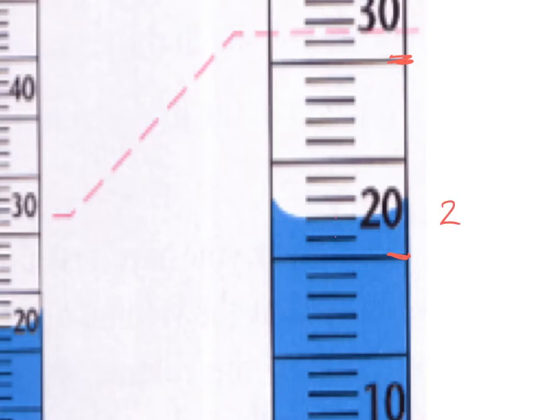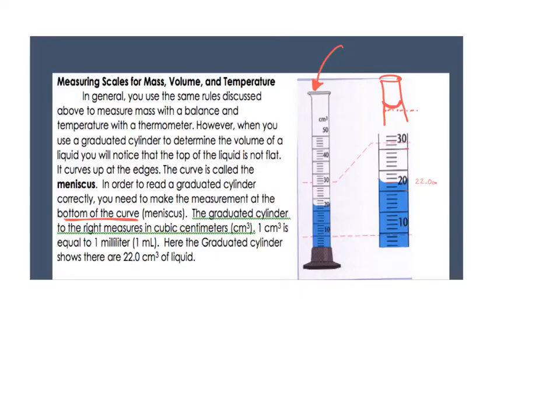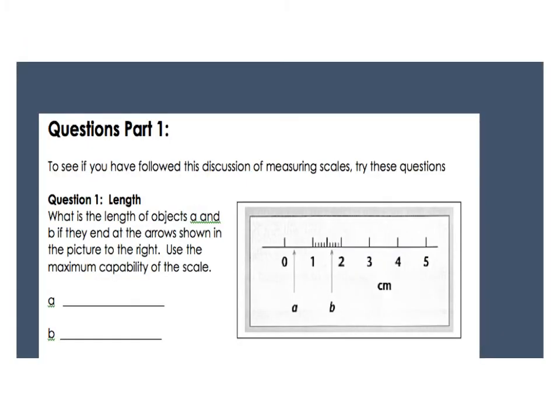These next lines are in the one spot, so I've got 2 of those. So 22, and then I get to estimate one more digit. And again, I'm not measuring where it is here, I'm measuring from the bottom of the meniscus, and that looks to me to be right on the line. So I would measure this as 22.0 centimeters. All right. So that's how you measure to the maximum capability of a tool.